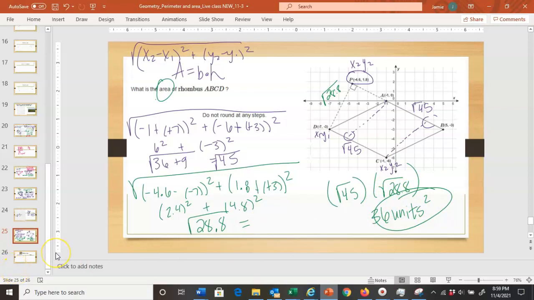Okay, I hope that you found this helpful and useful. I know that perimeter and area is familiar, but it does get just a teensy bit more complicated when we add it to the coordinate plane and we start using the distance formula. We're also going to start using slope formula on the coordinate grid so we can look at parallel and perpendicular lines. That's coming up next week.